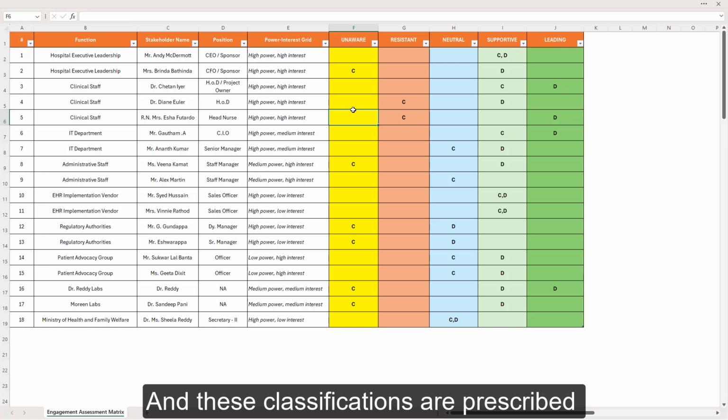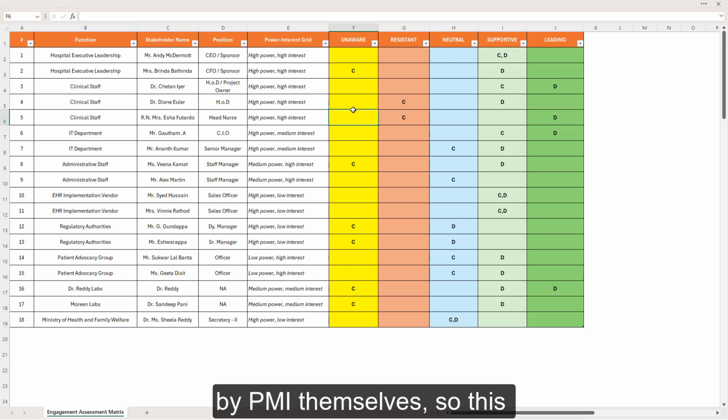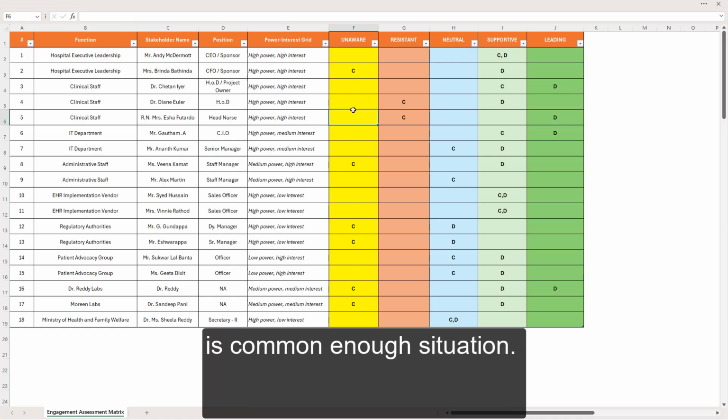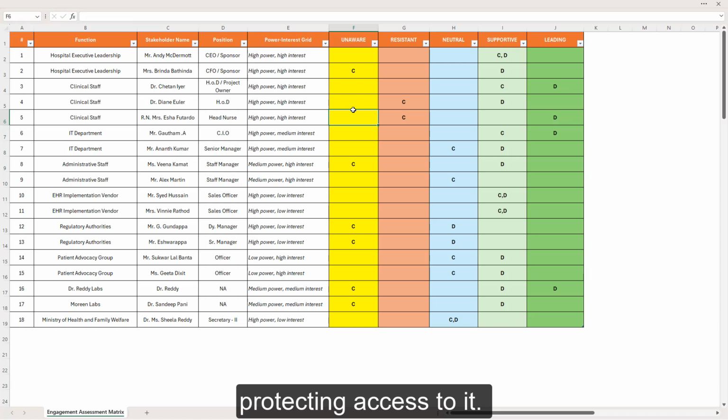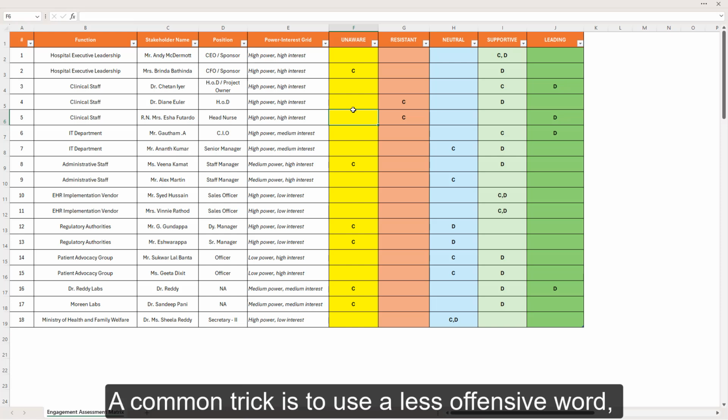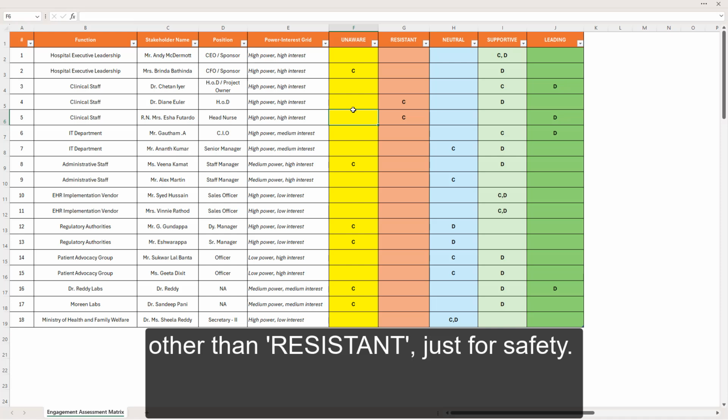And these classifications are prescribed by PMI themselves, so this is a common enough situation, and this is the terminology that they have prescribed. The challenge is in keeping this assessment confidential and protecting the access to it, and that will be up to you. A common trick is to use a less offensive word other than resistant just for safety.